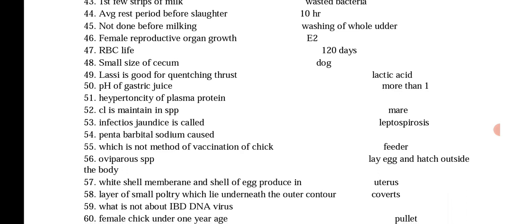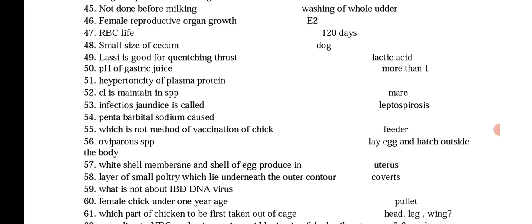Female reproductive organ growth is by estrogens. Red blood cell life is 120 days. Small cecum is in dog. Lassi is good for quenching thirst because it has lactic acid. pH of gastric juice is more than 1. Hypertonicity of plasma protein, don't know.